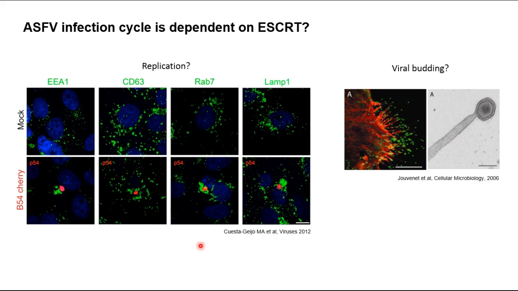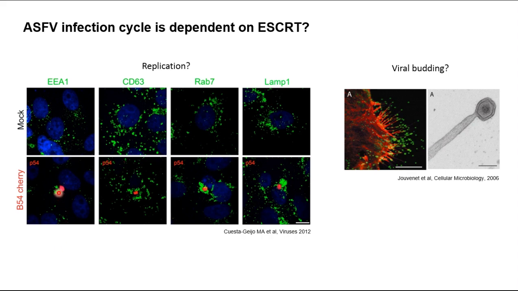Here we have some results published for me. In this case, this is the aspect of how the vesicles in the cells positive for early endosome markers, multivesicular bodies, late endosomes, and lysosomes are widely distributed through the cytoplasm, and how it changes after the virus starts the replication and forms the viral factory, here in red.